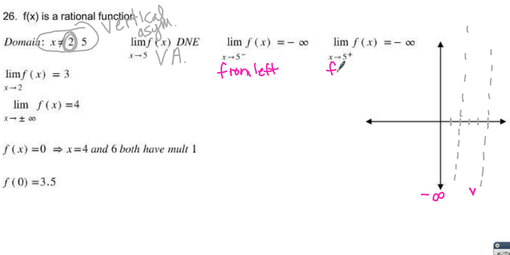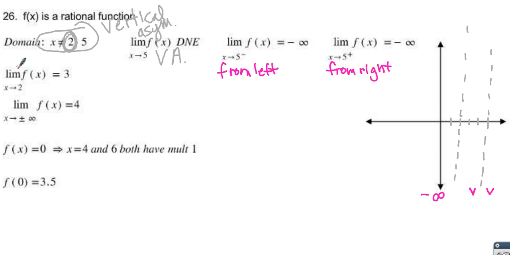And this says as x approaches 5 from the right. So we're talking about moving from off the screen this way towards the graph. It's also going to negative infinity. So both of these graphs are going to be going down here towards this asymptote. If one said positive infinity, then it would be up here, and they would be going in opposite directions. One would be going down, and one would be going up.